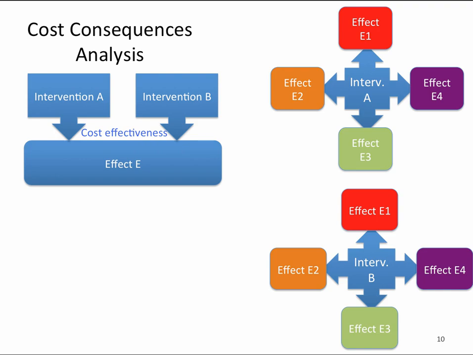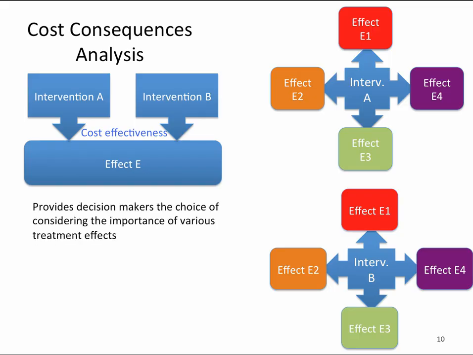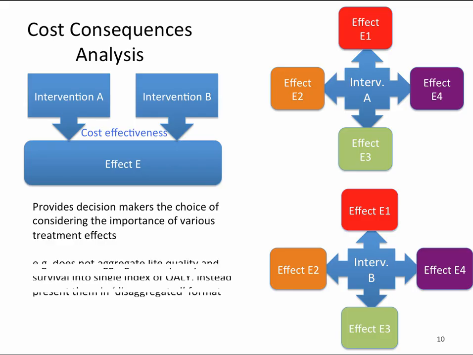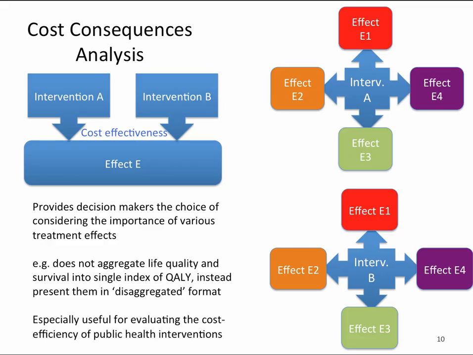Presenting the data from these multiple consequences will allow decision makers to weigh up the importance of various treatment effects individually. For example, a change in life quality scores and survival duration can be presented individually in disaggregated format rather than producing a single composite aggregated index such as the QALY. This approach is especially useful for evaluating the cost efficiency of public health interventions.